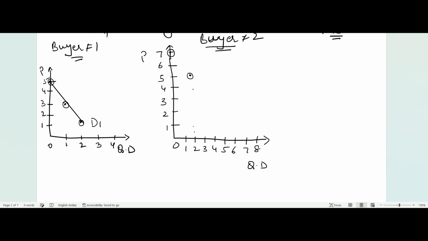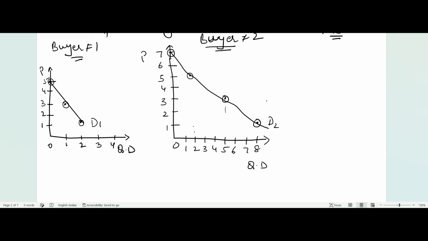Then at 3, he has 5. At price 3, he has 5, somewhere here, I believe. And then at price 1, he has 8. So he demands 8 at price 1. Now this is the demand curve for buyer 2. It should be a much straighter line. I'm so sorry about that. Joining all these points, we get the demand curve for buyer 2.